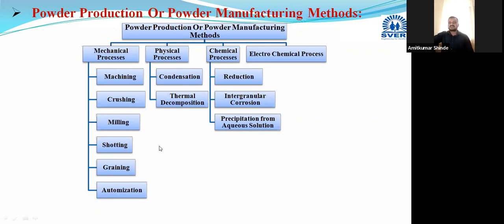Then after discussing this, if you have any doubt, you can mention that in the chat box. I will resolve it. And then the next type of powder production is physical processes.